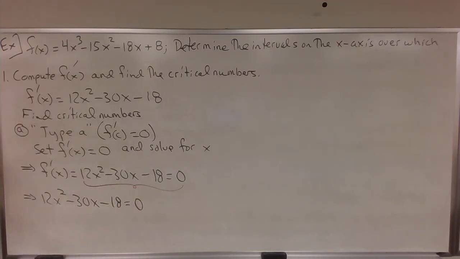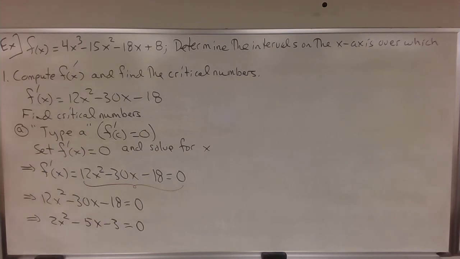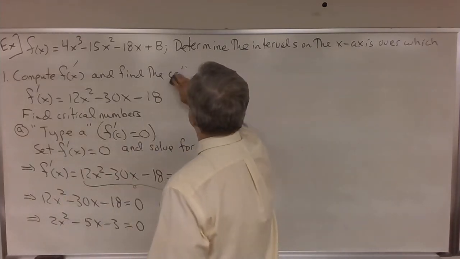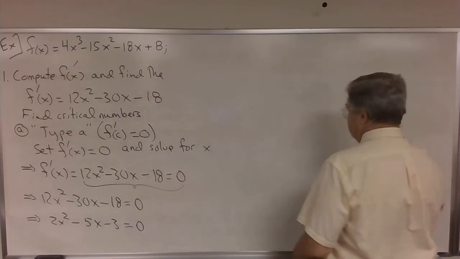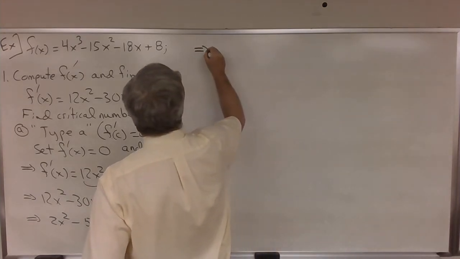And you know, these are pretty big numbers. Not all of them have a factor of 12, but all of them do have a factor of 6. So I'm going to divide both sides by 6. And hopefully I've done that right. Divide by 6, divide by 6, divide by 6. I think I'm good. Okay. Now we got to factor this thing.